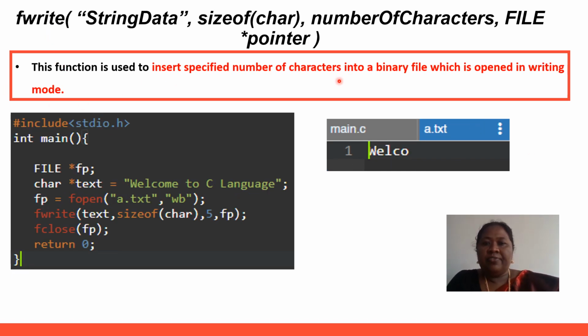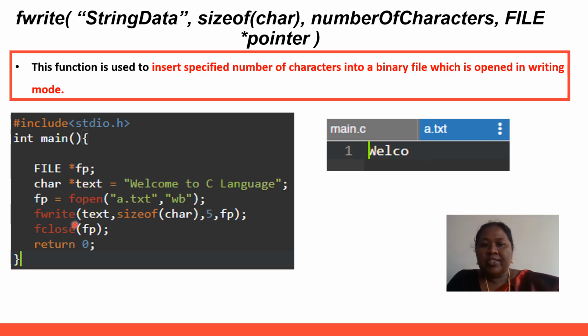The fwrite function writes a specified number of characters into a binary file which is open in writing mode. But look at this program. In this program we want to write 'welcome to C language', but you want to take a few characters and write only 5 characters alone. When you perform the writing operation, this same text is stored, with no conversion.